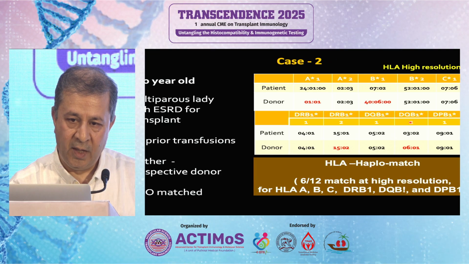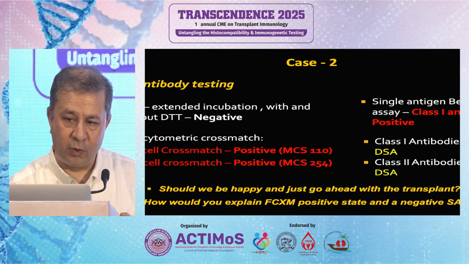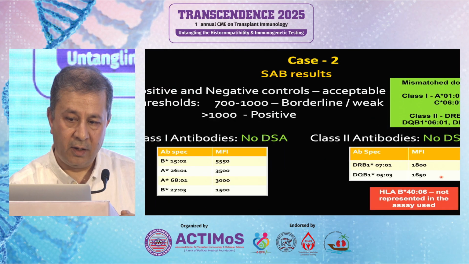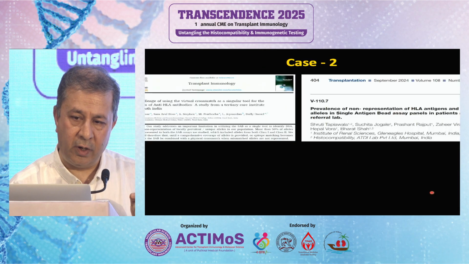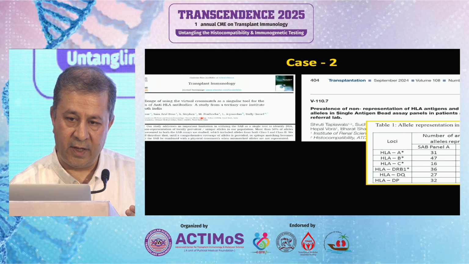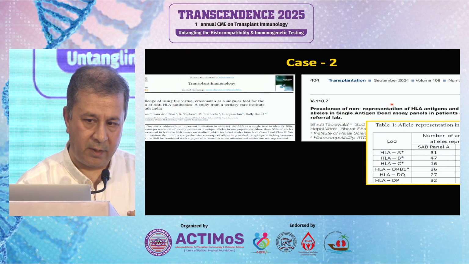The other one, where high-resolution typing had been done, you had a 6 by 12 antigenic match, and then, of course, you had no donor-specific antibodies. But if you went back and tried to look for it, you realized that there was a particular allele which was not represented on the assay. And this was something which has already been reported by lots of our colleagues. The first one here is from Vellore, the other one is from Mumbai, and of course, some of us have similar experiences in the past.